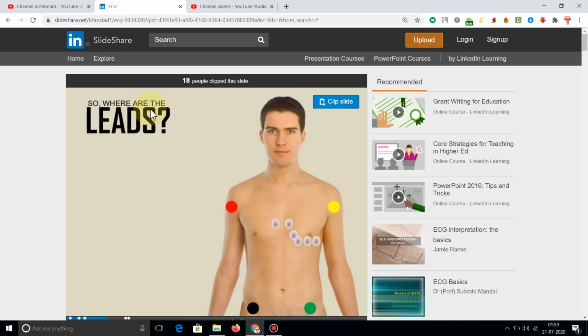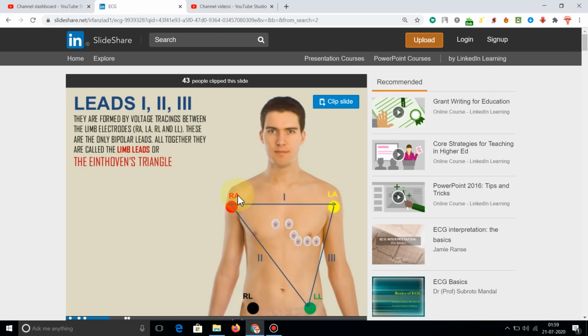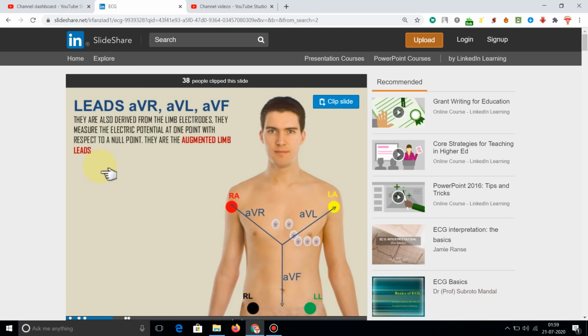So where are the leads? Right arm, left arm, right leg, left leg. They are formed by voltage tracing between the limb electrodes. These are only bipolar leads. Altogether, they are called limb leads, or Einthoven's triangle.